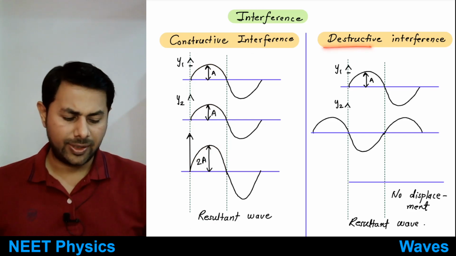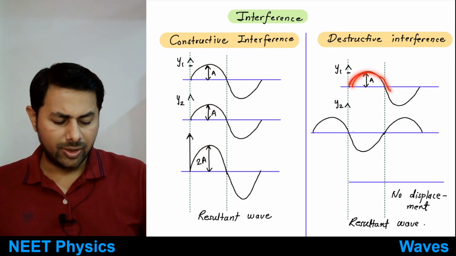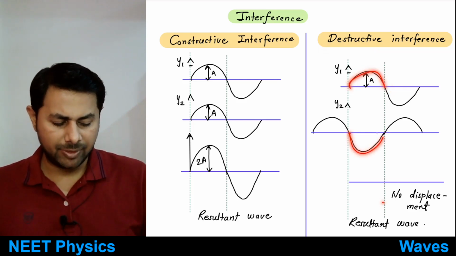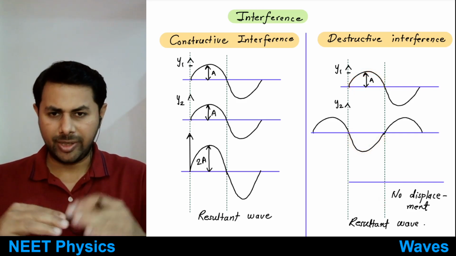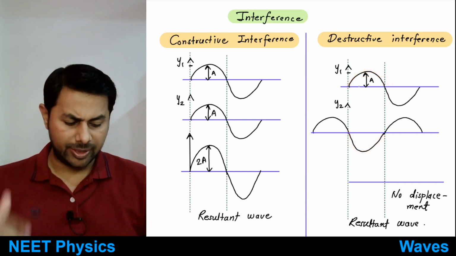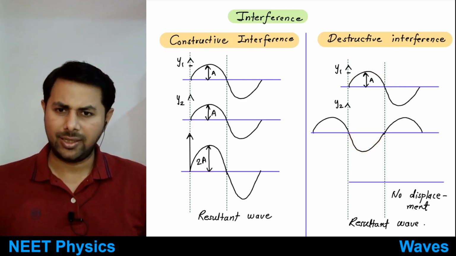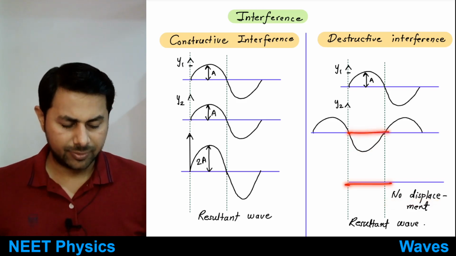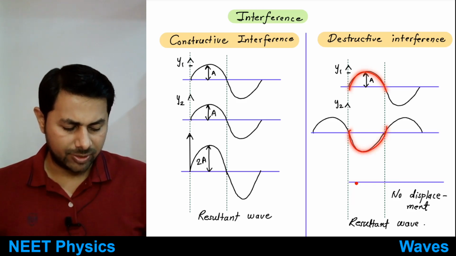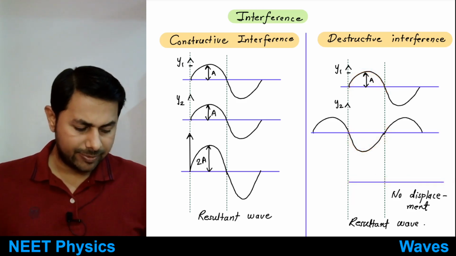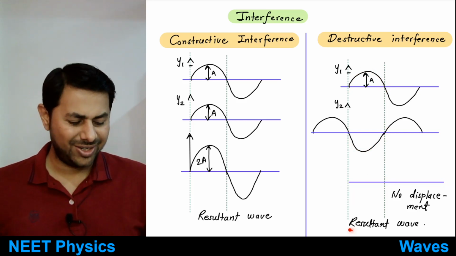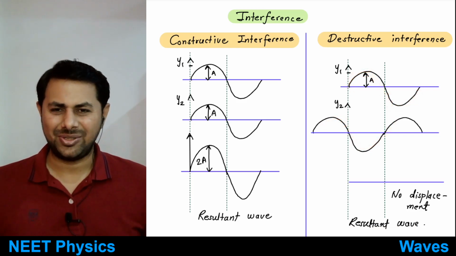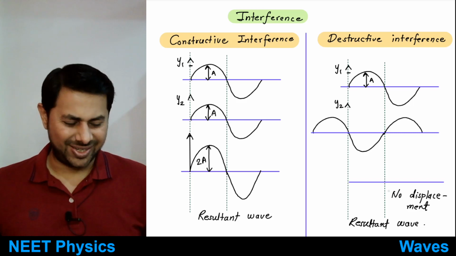And then if the crest of the first wave falls on the trough of the second wave, then what happens is there is no displacement. If the amplitudes of both waves are equal, the displacements due to the first wave are positive, the displacements due to the second wave are equal but negative, and therefore if you add up, the total displacement would be equal to what? 0. Therefore the resultant displacement would be nothing, right? So there would be no wave. You have the first wave, you have the second wave, but the addition of the two is no wave. There is nothing, right?